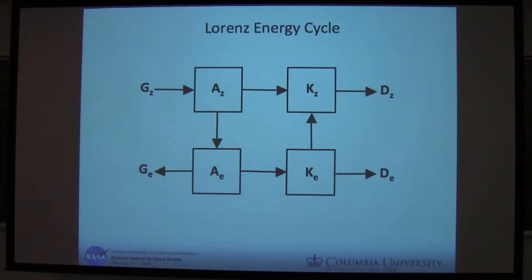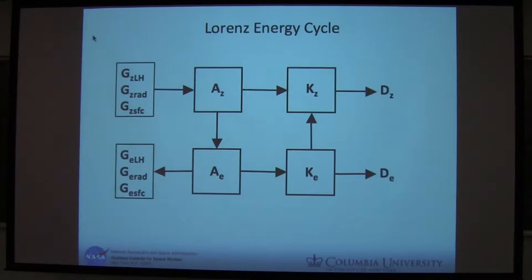And the topic of today's talk is the generation of available potential energy, which occurs when warm areas are heated or cool areas are cooled. In particular, we're going to focus today on G, total G, and its components, and its relationship to the general circulation. G is the covariance between deviations from mean heating and temperature, and it's created, as I said, when warm areas are heated or cold areas are cooled.